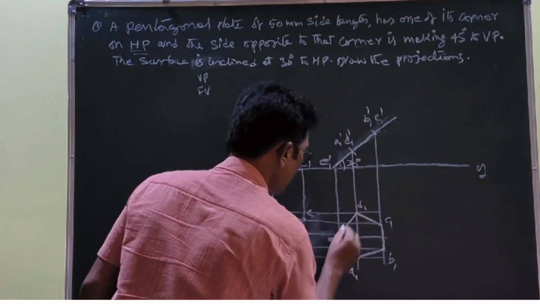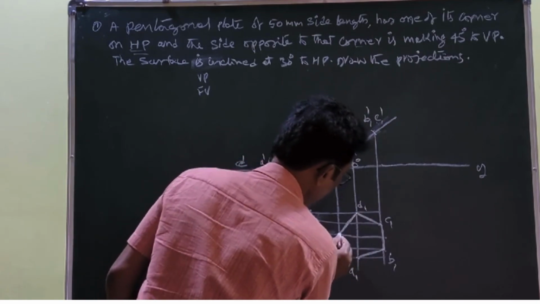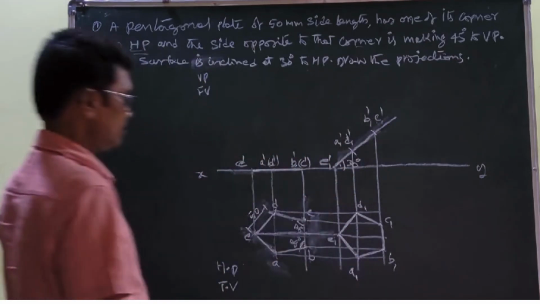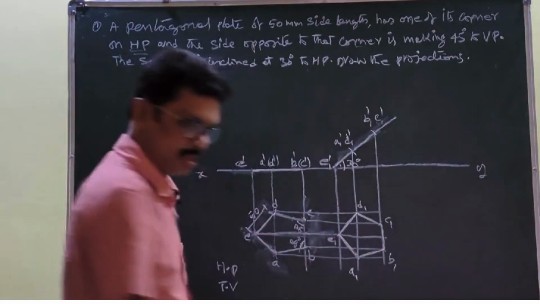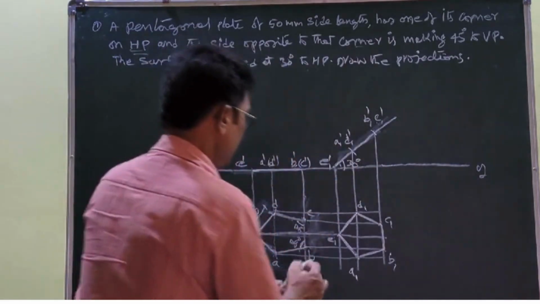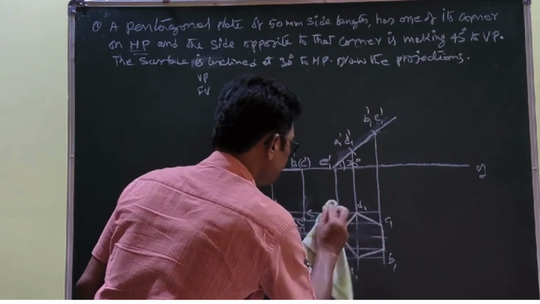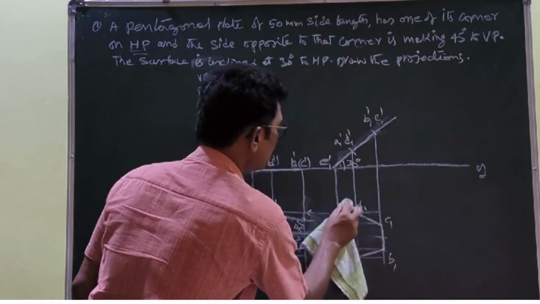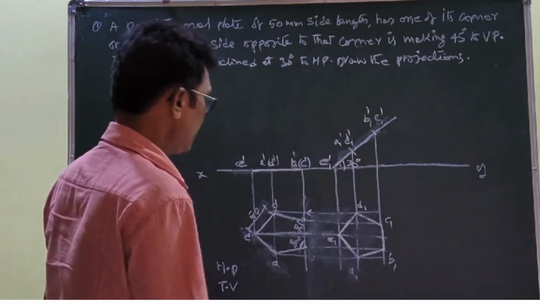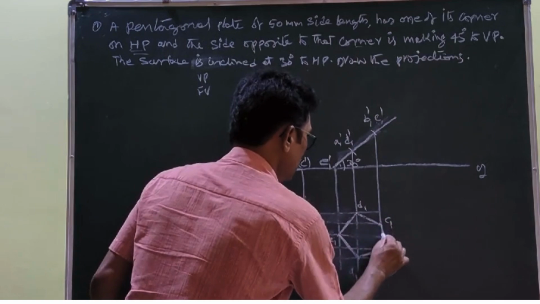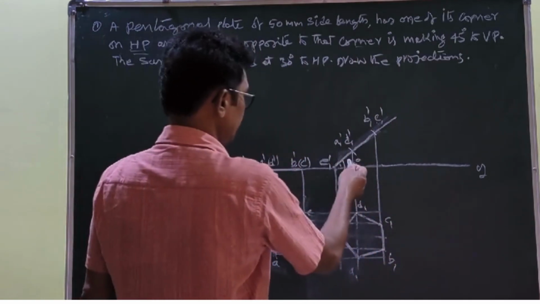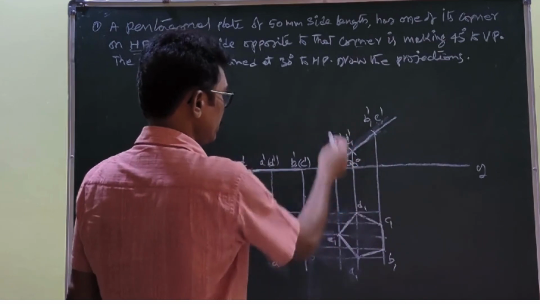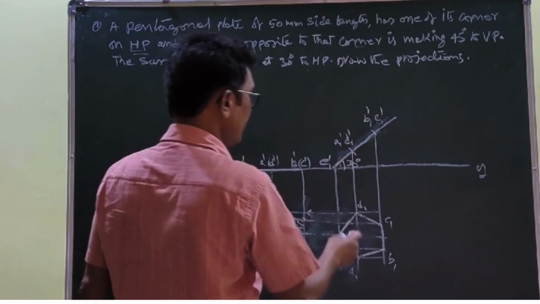D to E, E to A. Okay, these are all the projectors; they should be light. Once the HP is making 30 degrees, you complete the front view and top view.